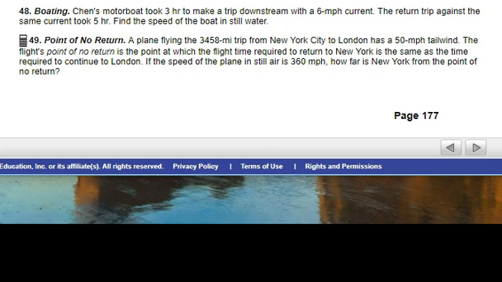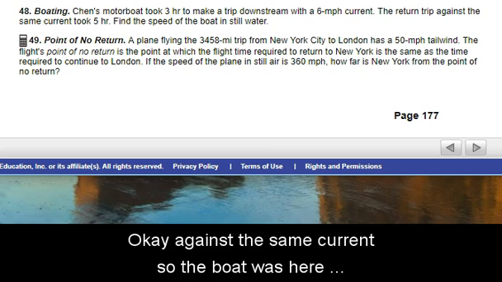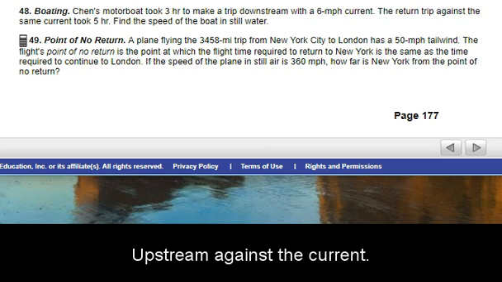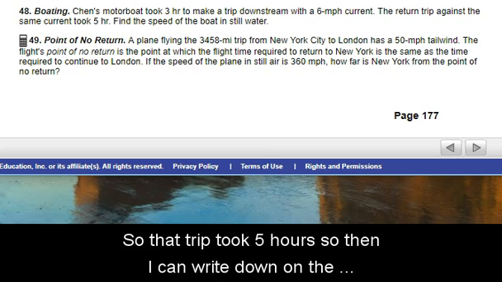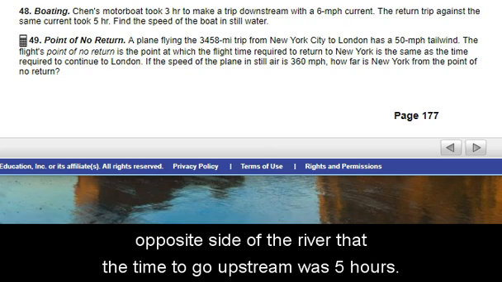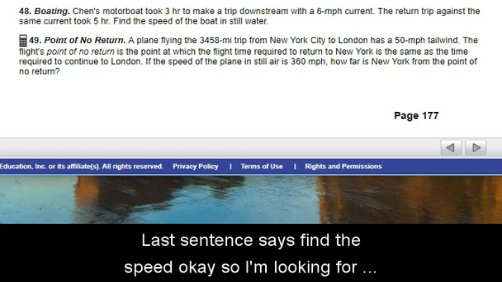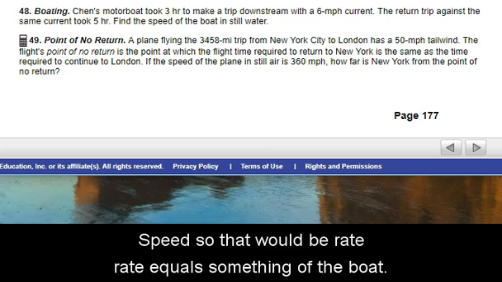Next sentence. The return trip, okay, against the same current. So the boat was here, traveled downstream, then it turned around and went upstream against the current. So that trip took 5 hours. So then I can write down on the opposite side of the river that the time to go upstream was 5 hours. Last sentence says, find the speed. Okay, so I'm looking for speed, so that would be rate.